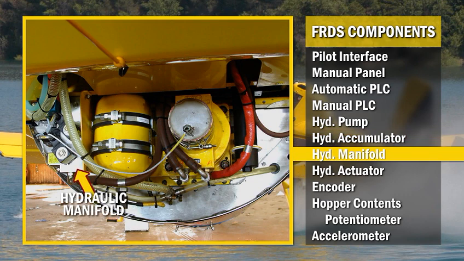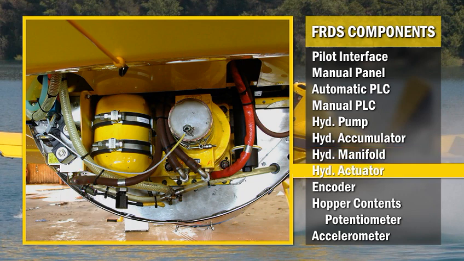The hydraulic manifold contains valves, sensors, and switches needed for controlling the position of the rotary actuator used to open and close the fire gate doors. This is the hydraulic actuator. It receives hydraulic fluid from the manifold and rotates the vanes as required to open or close the fire gate.